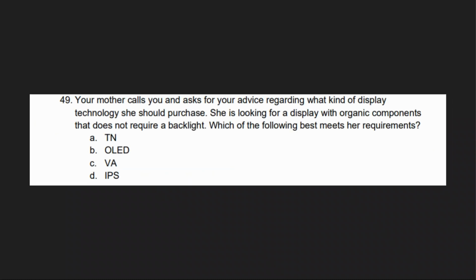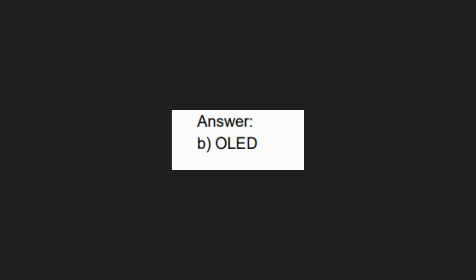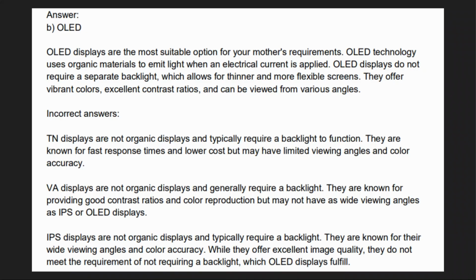Your mother calls you and asks for your advice regarding what kind of display technology she should purchase. She is looking for a display with organic components that does not require a backlight. Which of the following best meets her requirements? Is it A, TN, B, OLED, C, VA, or D, IPS? Answer in 3, 2, 1. The answer is B, OLED. And let's take a look at the explanation for that now.